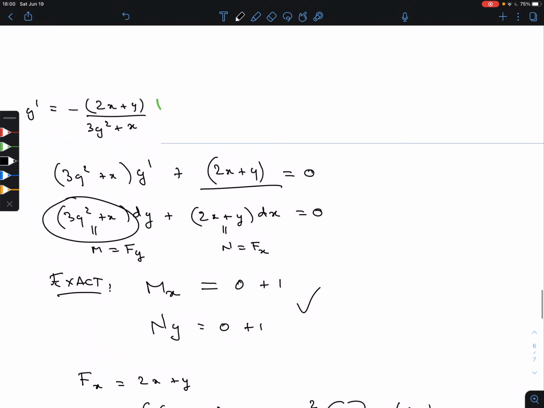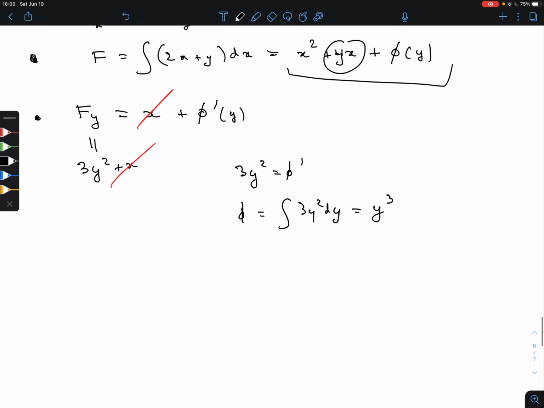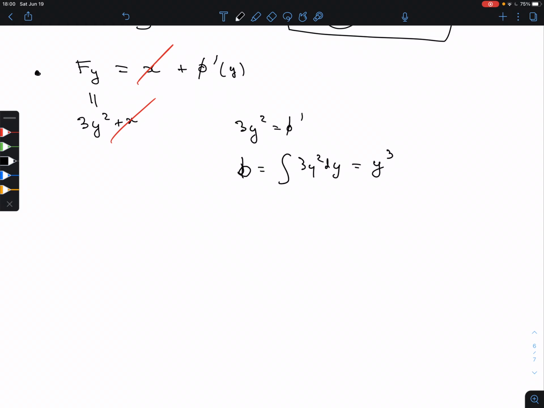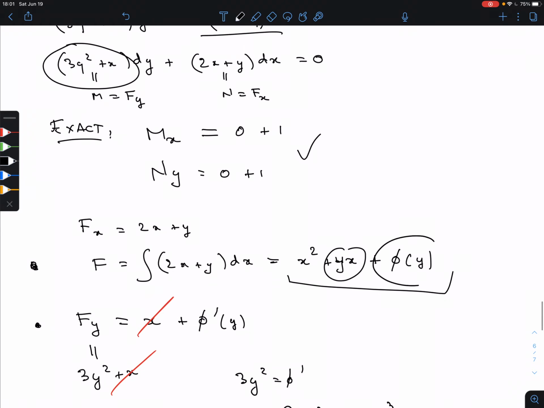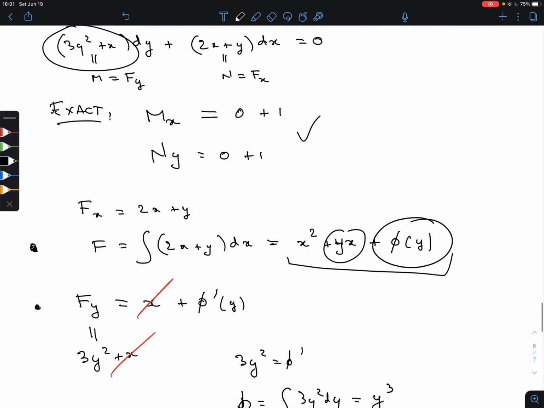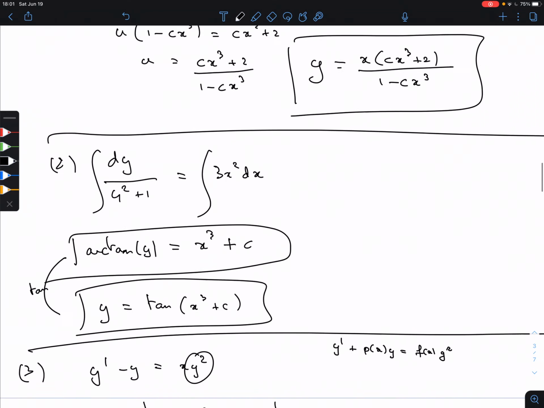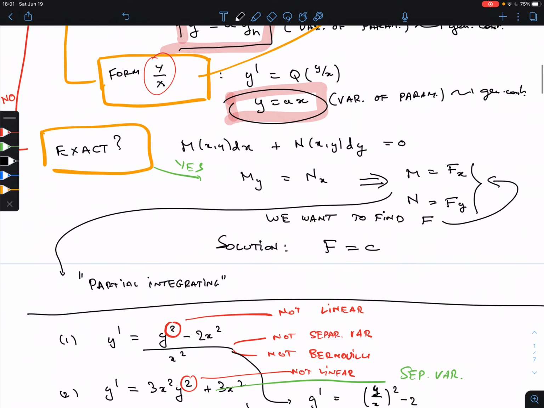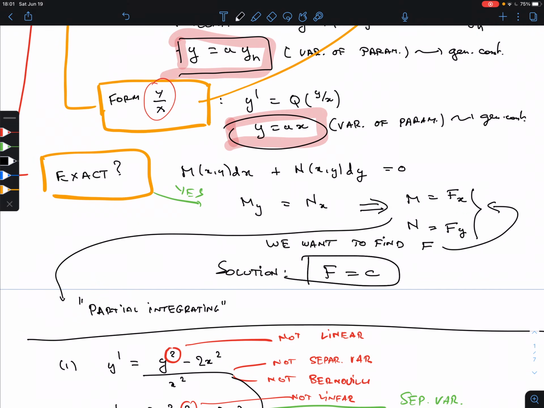No. We're looking for one single f, because now let's write down what we have. The only thing that we didn't know was this part, right? So we find this is x squared plus yx plus y cubed. So this is our f. Is that the solution? No. Remember, go back all the way up here. In exact equations, this is the solution.